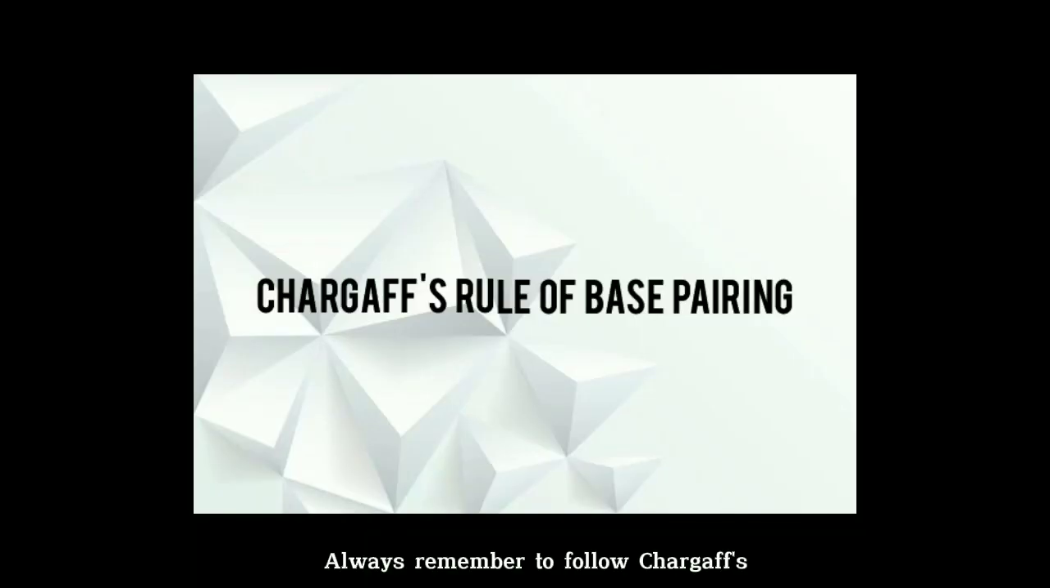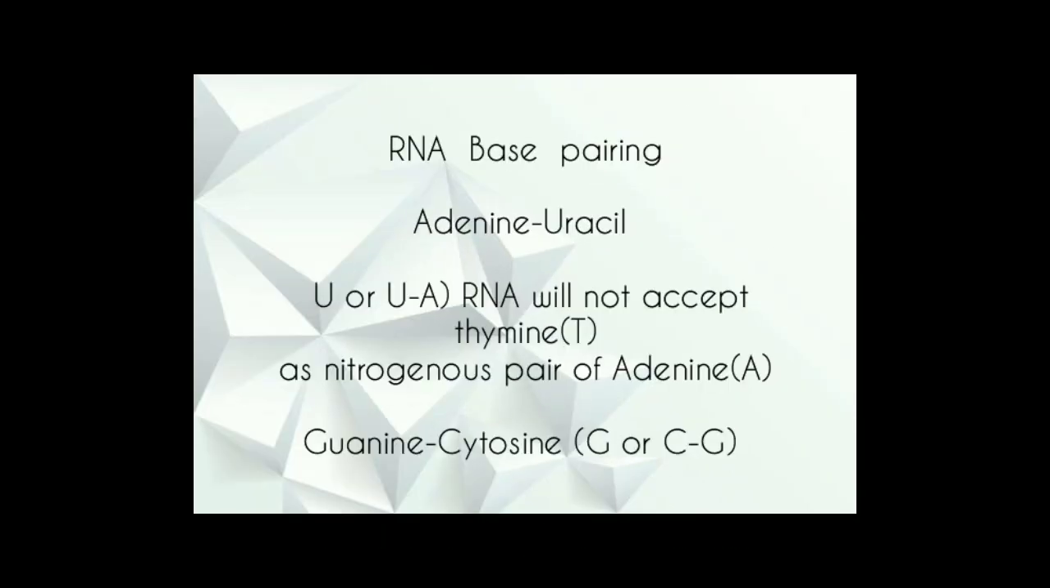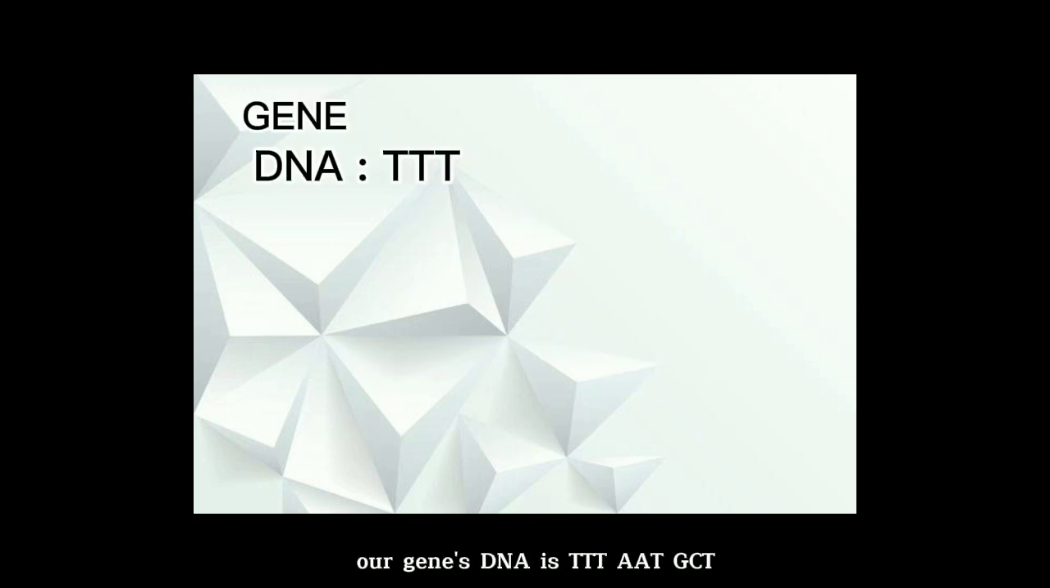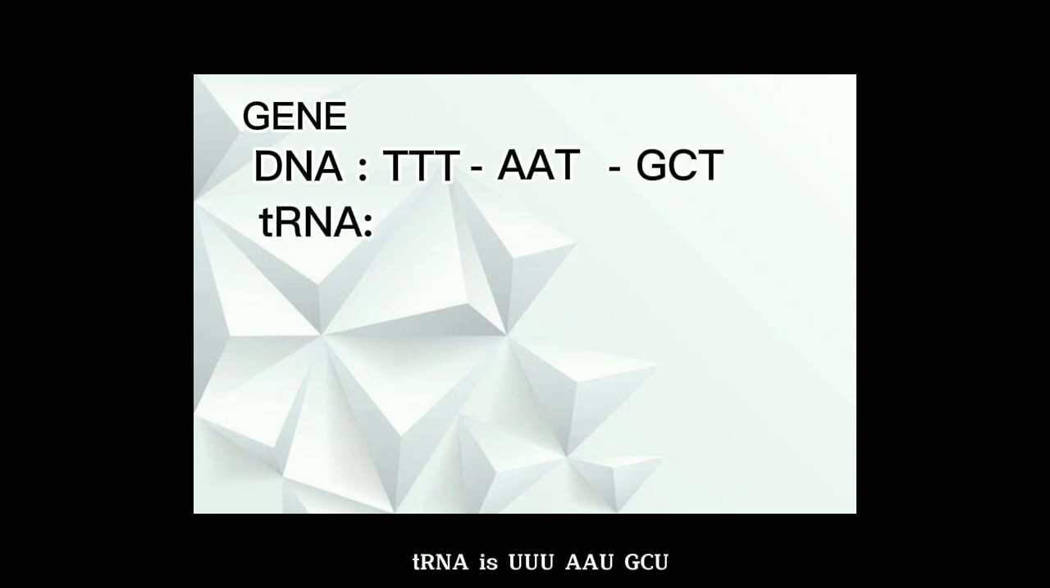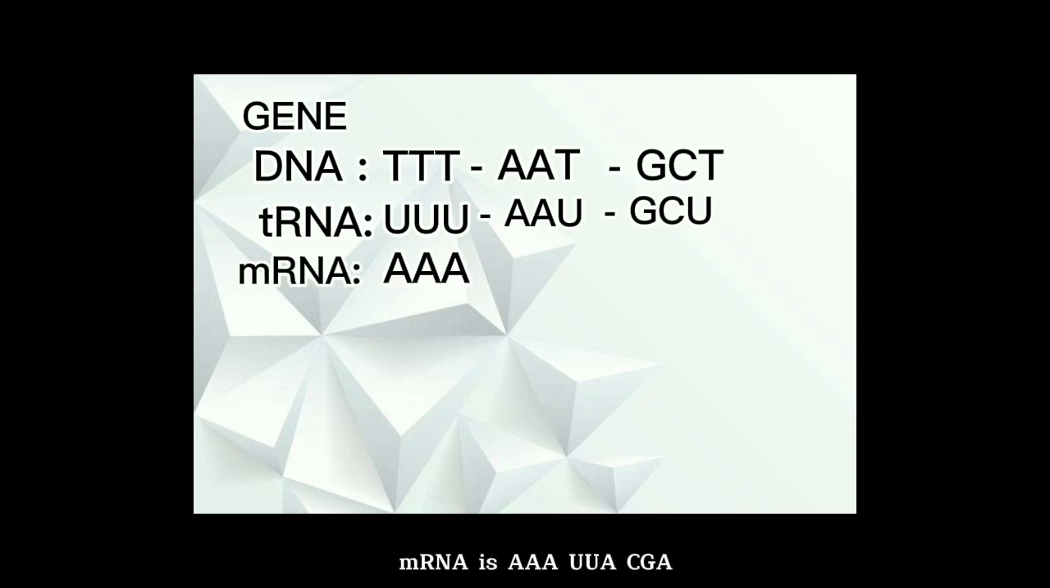Always remember to follow Chargaff's rule of base pairing, where in DNA it is always adenine-thymine pairing, while in RNA it is always adenine-uracil pairing. Okay, let's start. Our gene's DNA is TTT, AAT, GCT. tRNA is UUU, AAU, GCU. As you can see, Chargaff's rule is used. Our mRNA is AAA, UUA, CGA.